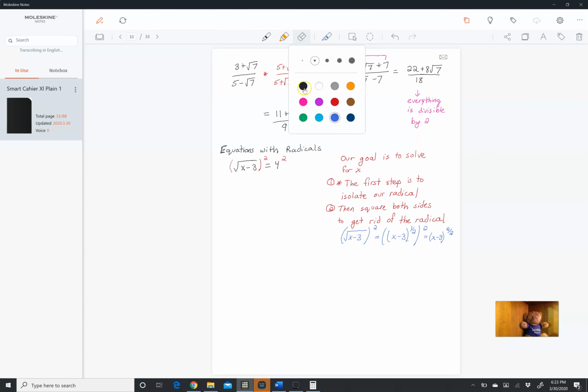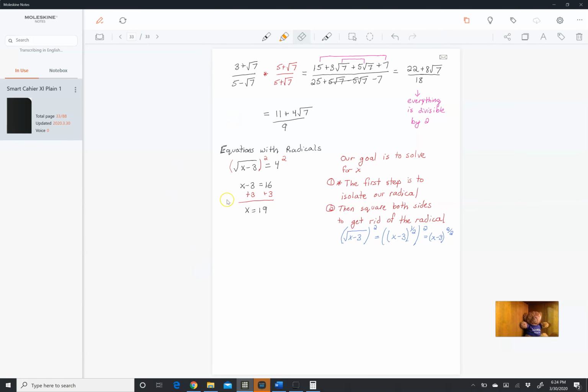A square root and a square are inverse operations. They cancel each other out. They undo each other. So we wind up with x minus 3 is equal to 16. And then we want to add 3 to both sides. That gives us our x equals 19.